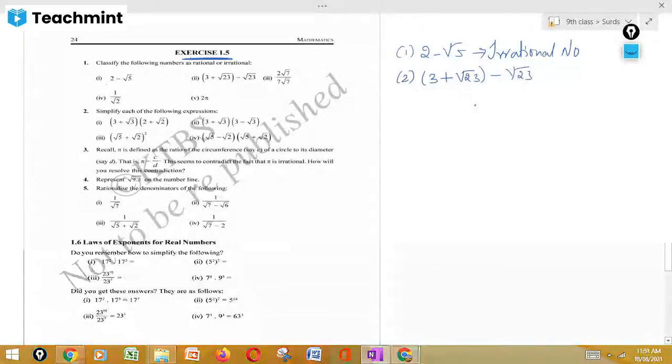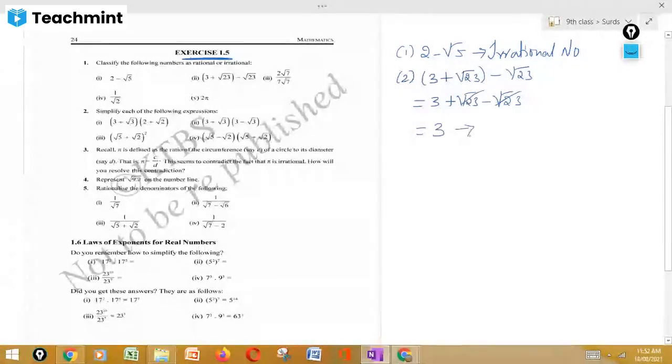See, here we need some simplification. After the simplification, we can tell whether it is rational or irrational. What we have to do is just open the bracket. You get 3 plus root of 23 minus root of 23. Plus root 23 and minus root 23 get cancelled. What is your answer? 3. What is that 3? A rational number. So it is a rational number.